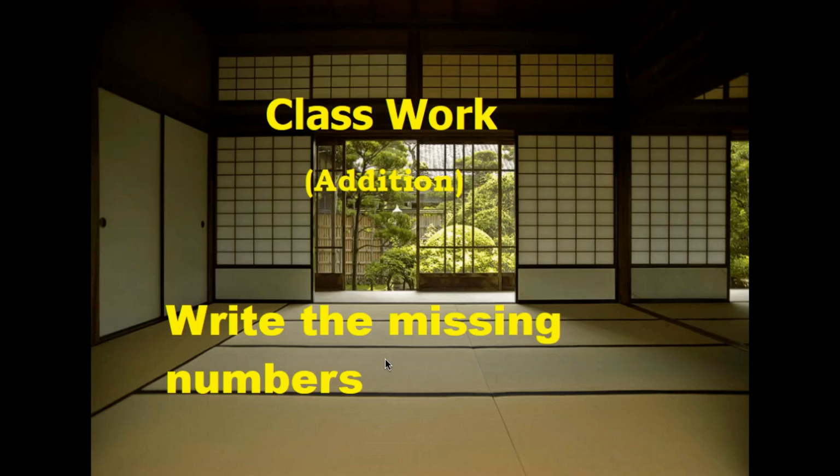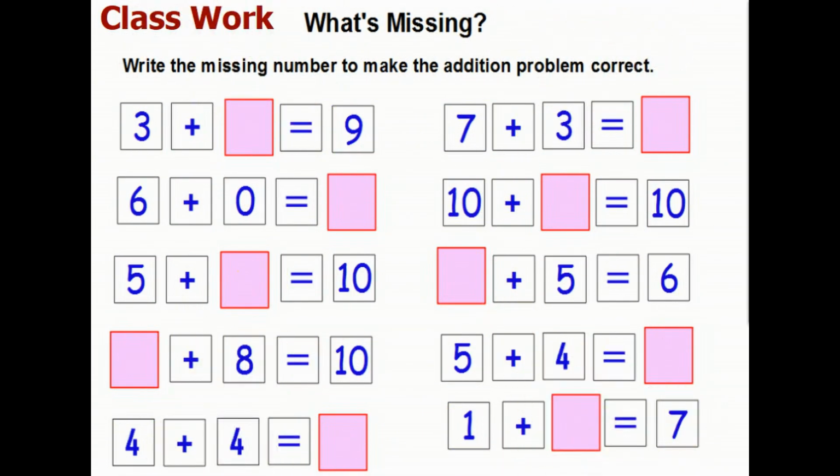What is missing from this exercise? There is one exercise here. Try to complete the number that's missing. Say for example 3 plus dash equals 9. What is missing here? What number is missing here? How do you get it? By counting, try to find the number that is missing here. What number is it?